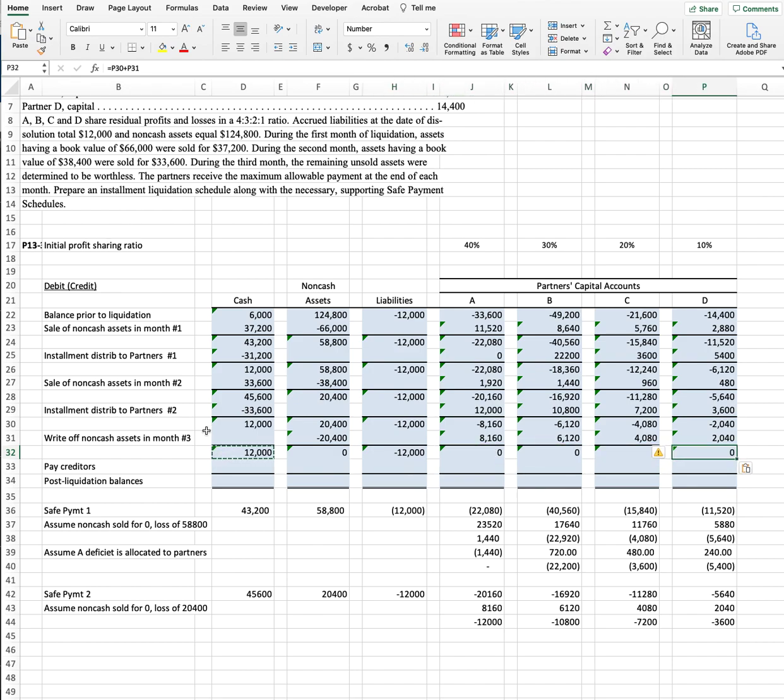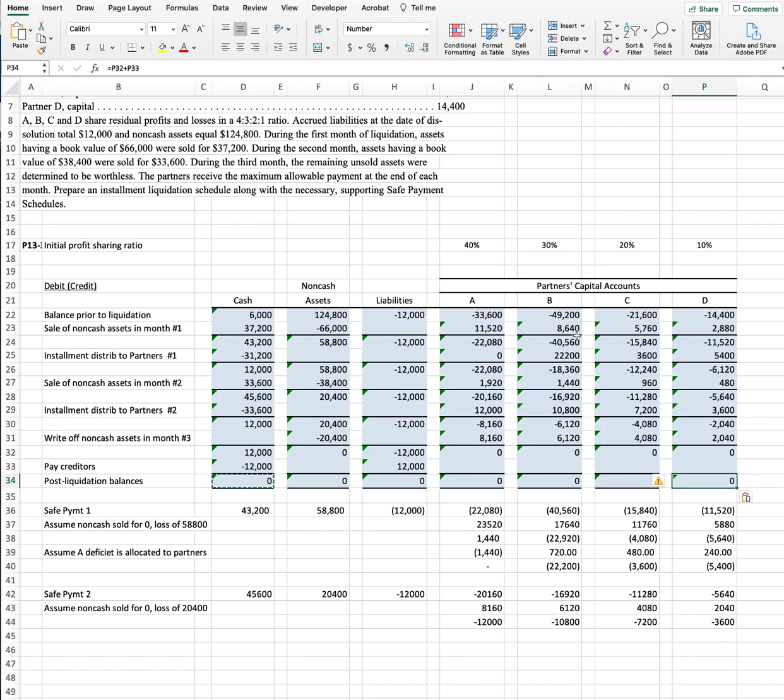And so at this point, we see that everything's been zeroed out except our creditors. We owe $12,000, and we have $12,000 cash to pay them with. And so that makes it easy. Our next line is to pay our creditors. So we're going to subtract out that cash and throw it over on the liabilities because we're paying them all off, do our last sum, and we'll get zeros across the board.